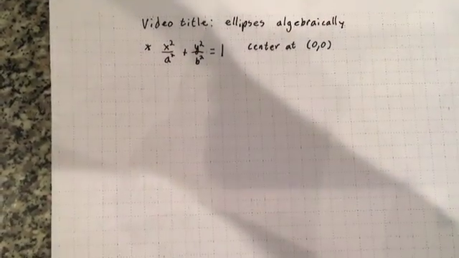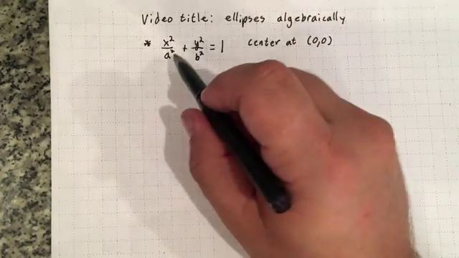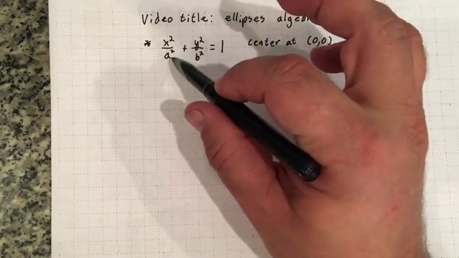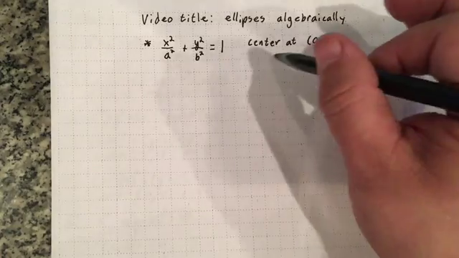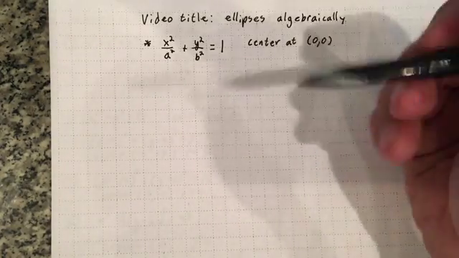What I want to discuss now is an ellipse, algebraically. And here's the general formula for the ellipse with the center at 0, 0. No phase shifts. So it's x squared over a squared plus y squared over b squared equals 1. And that means it has a center at 0, 0. Now I want to just go through a series of examples with the center at 0, 0.